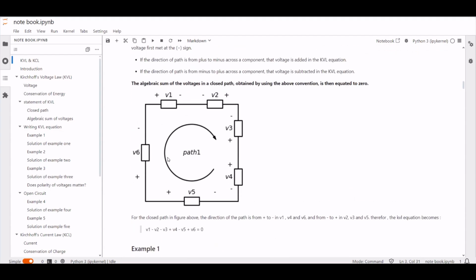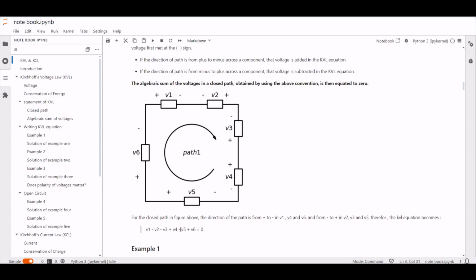For example, in this picture, the direction of the path is from plus to minus in V1, V4, and V6, and from minus to plus in V2, V3, and V5. Therefore, the KVL equation becomes plus V1 minus V2 minus V3 plus V4 minus V5 plus V6, and then all is equal to 0.